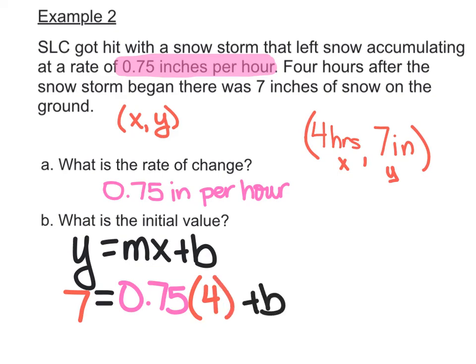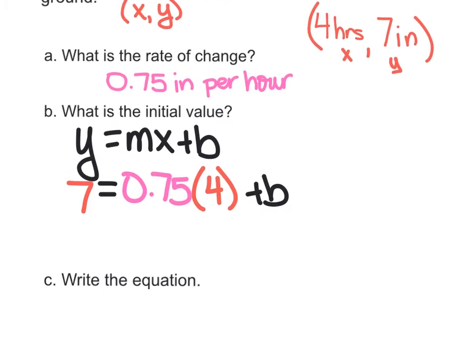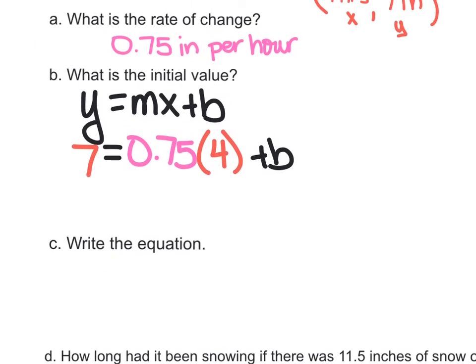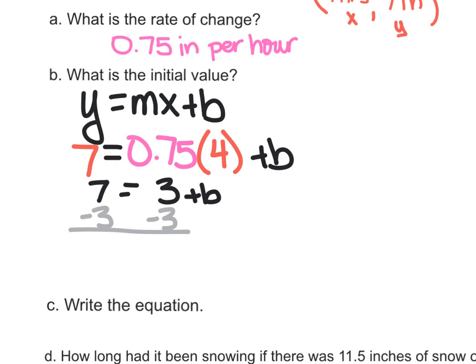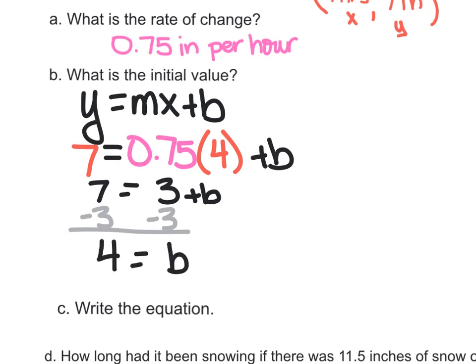So I leave that there. Now I'm just going to scroll down. I have 0.75 times 4, which is 3, plus b equals 7. Subtract 3 from both sides because I want to get b alone. And I find that b is equal to 4.